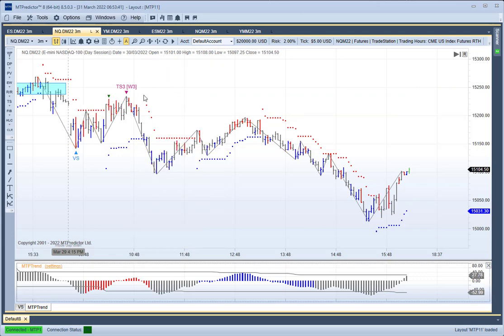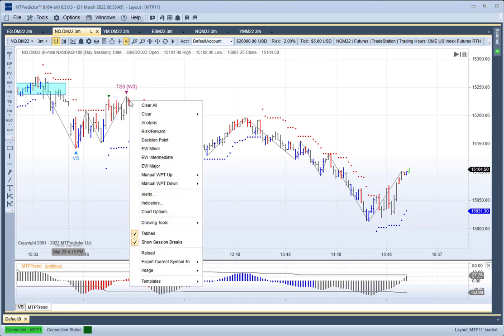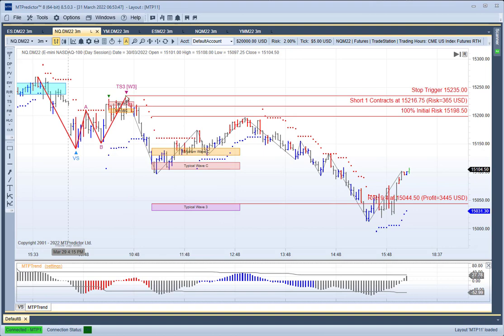If I clear everything else off, you can see we had another setup that came in here, again a valid setup. If I right mouse click, do the analysis, again this would have allowed you to come into a trade. This time, because the risk was slightly smaller, with a sample $20,000 account and 2% initial risk, this would have allowed you to take one contract short. You can see your risk would have been approximately $365, ignoring slippage and commission. Again, if you're trading the micros, then you would have been able to take this one as well.